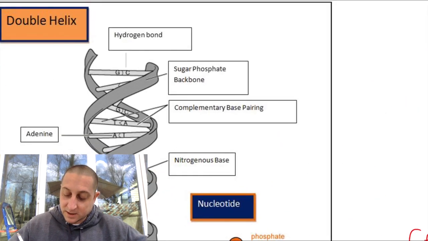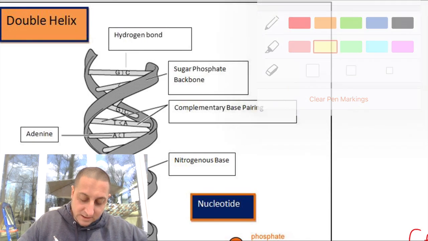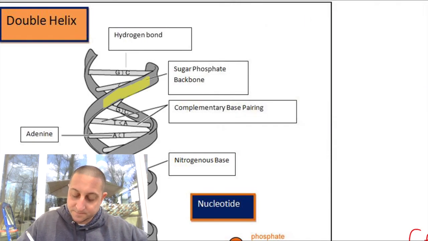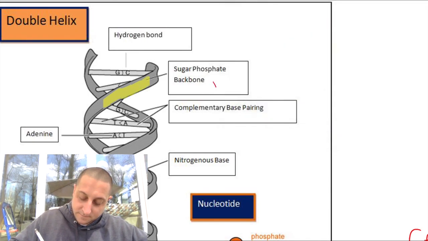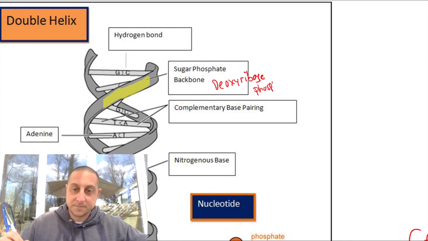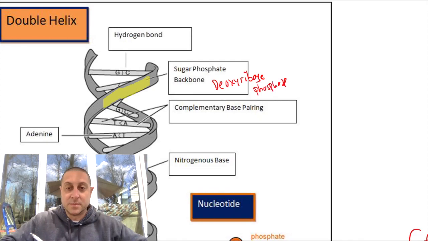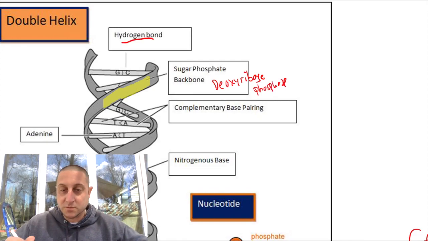All right, and if you look here, we have this sugar, that's the deoxyribose right there, along with the phosphate. And it is connected by hydrogen bonds. I'm not concerned with you knowing that.